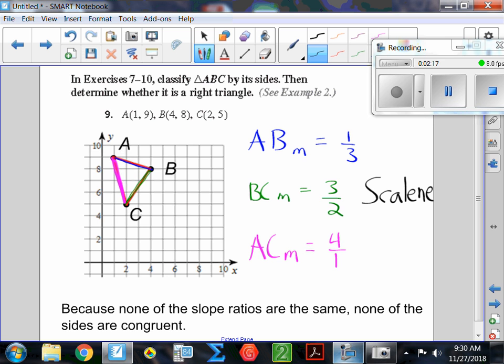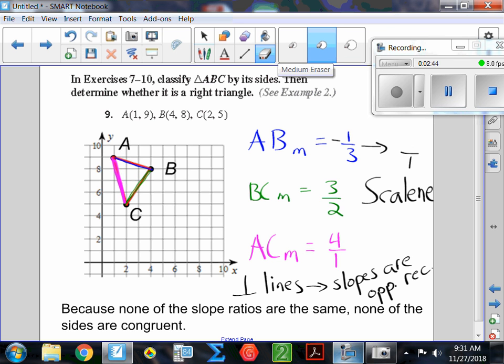Well, for a right triangle, we have to have perpendicular lines. Perpendicular lines have slopes that are opposite reciprocals. So opposite reciprocals would be 1/3 and then negative 3 over 1. Or in this case, since it was a negative 1/3, we would make this a positive 3 over 1. And there isn't a slope that's positive 3 over 1.